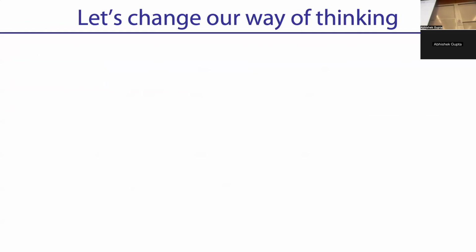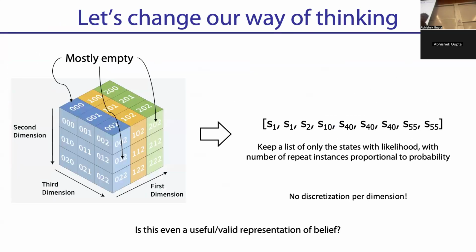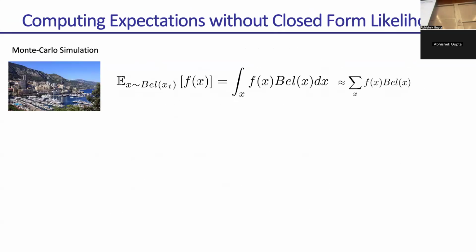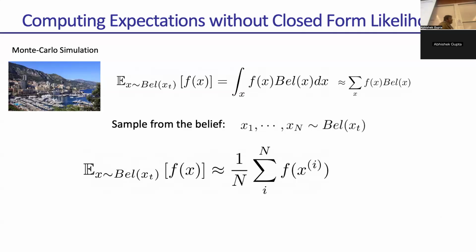We said that we don't want to represent lots of bins. We're just going to represent a set of particles. More particles means higher likelihood, fewer particles means lower likelihood. And we are going to be able to compute expectations by just taking each of those particles, evaluating F at each particle, and averaging.